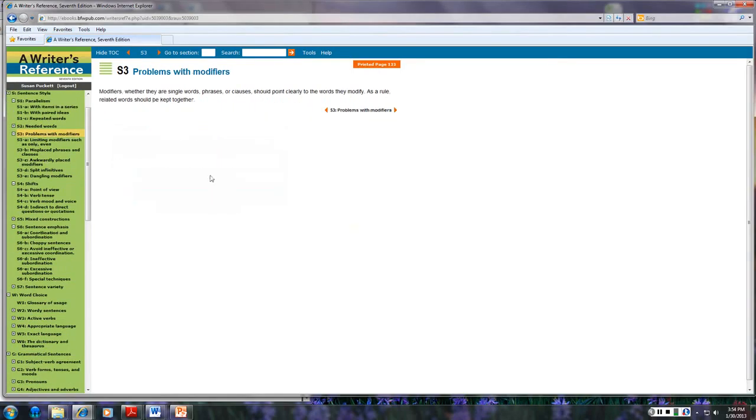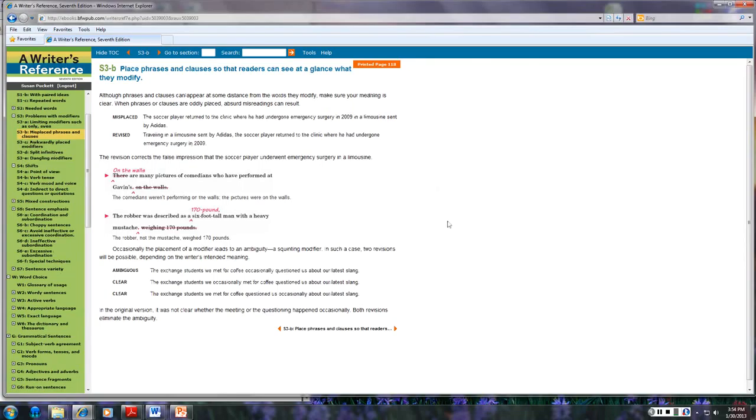Problems with modifiers. To modify means to change. A modifier can be an adjective or an adverb. It can be a phrase or a clause. We're going to look first of all at misplaced phrases and clauses. If you look at the examples here, you can see that there is a question of clarity. Let's look at the examples down at the bottom that are marked ambiguous and clear.